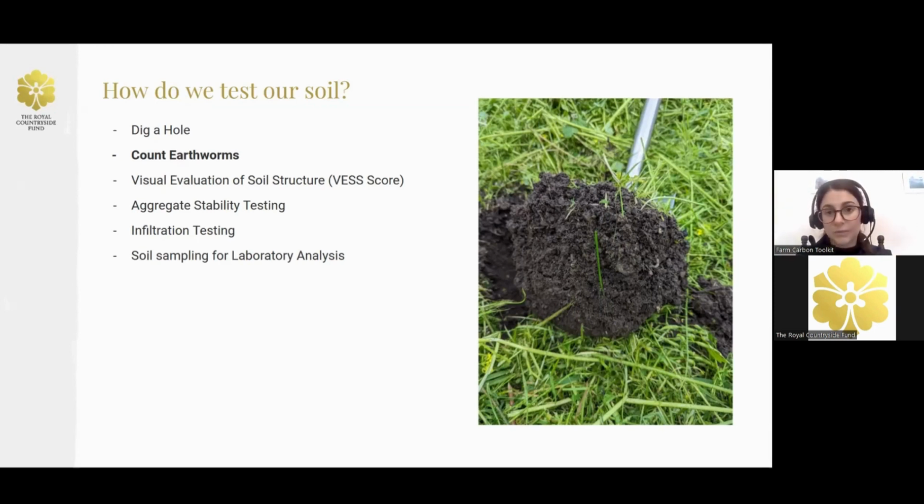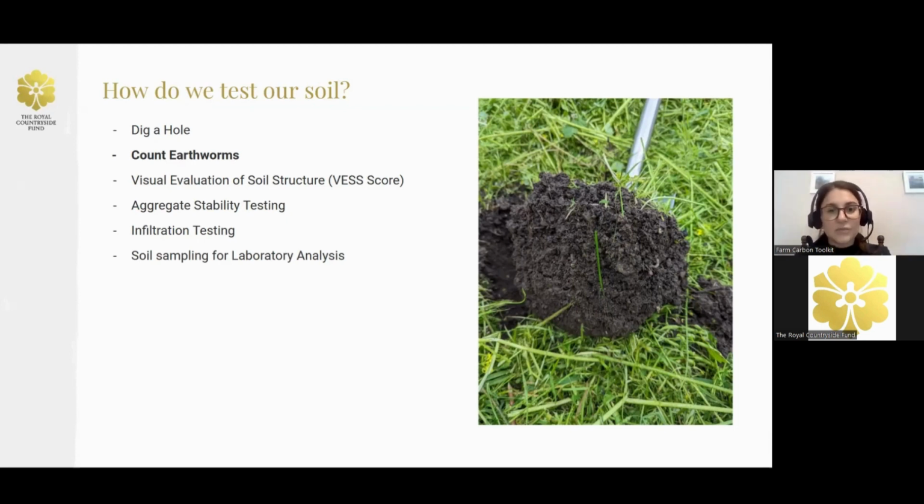Or another great one we can do is see how many worms there are and what the colour of the soil is like in the middle of the field compared to under the hedge or under a wall, or a bit of the field which isn't within regular management, just to see what the differences are like.